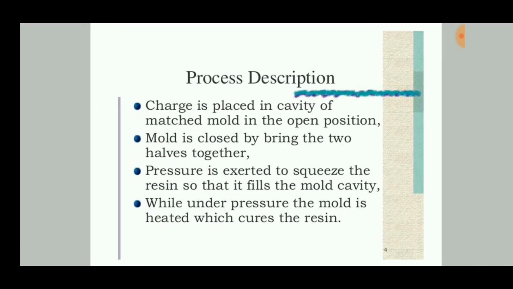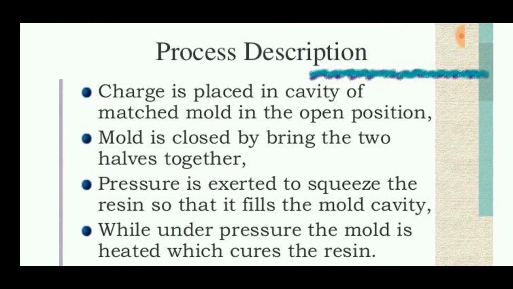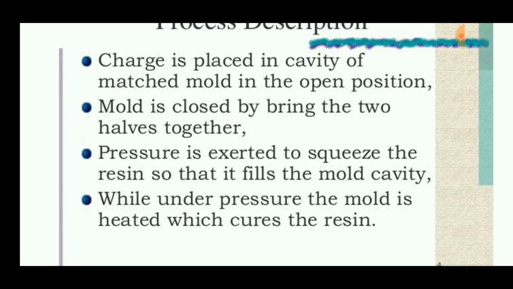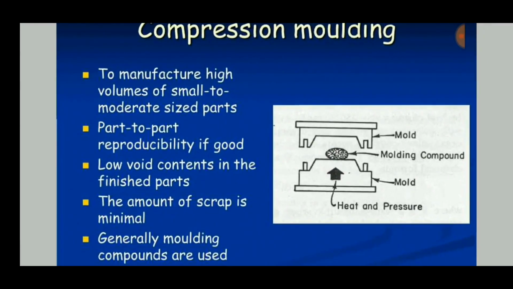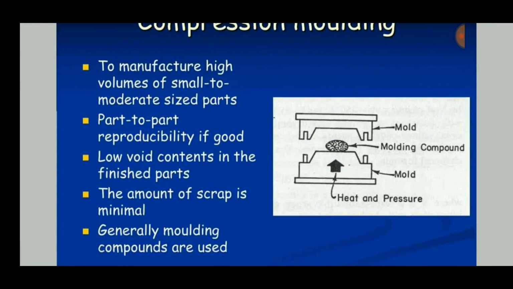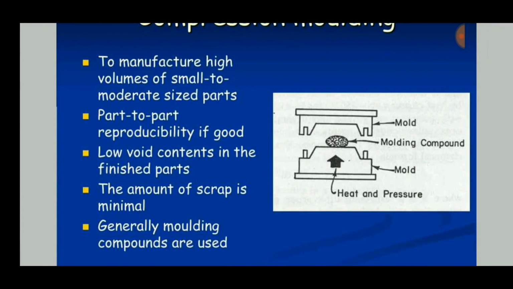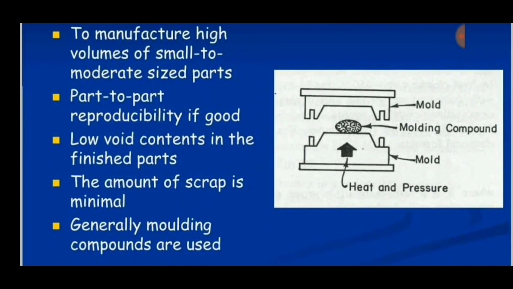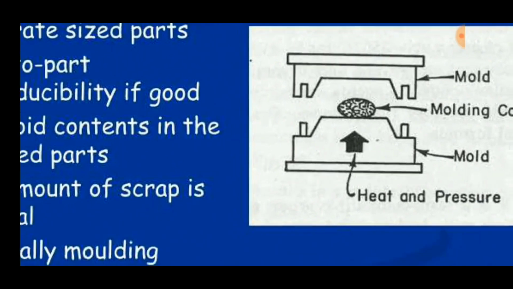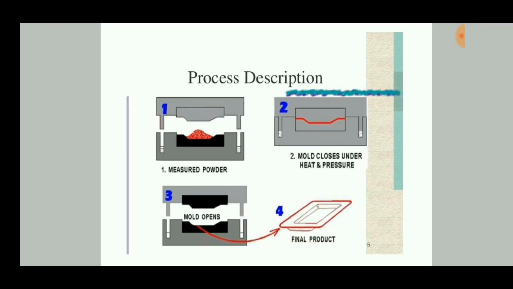Then this is the procedure. Charge is placed in the cavity, the mold is closed, pressure is exerted to squeeze the resin, and under the pressure the mold is heated, which cures the resin. The major advantages are manufacturing high volumes of small to moderate size parts and low void content, because we use high pressure so that the resin wets the inside of the reinforcement and no pores are present, and the amount of scrap is minimum because it takes place in the two mold cavities.